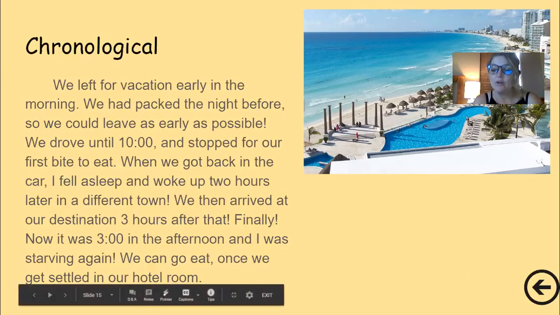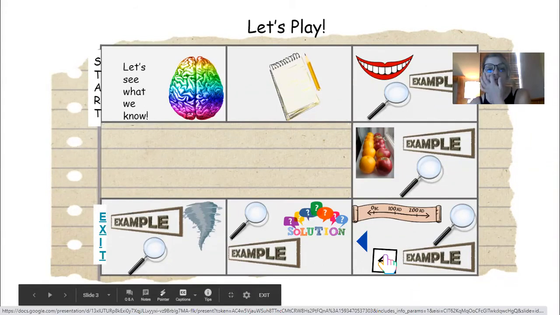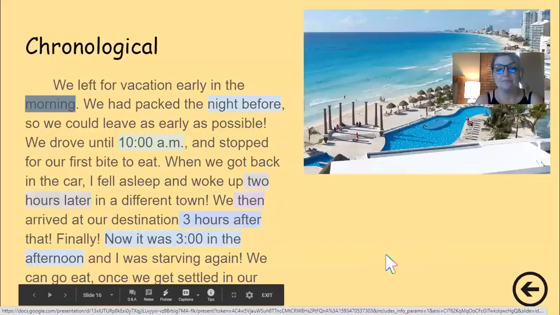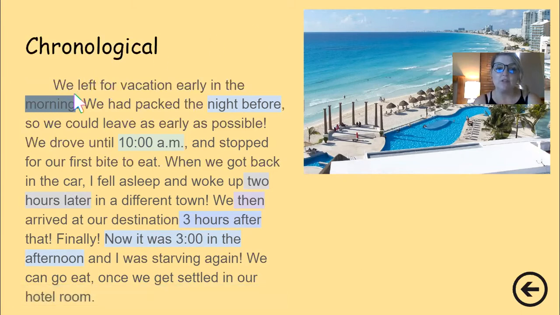Okay, so we are going to look at our piece that is going to give us our answers for chronological. Okay, so this story is the same story, but it has all those keywords highlighted. Okay, so we left in the morning. Morning is highlighted. Night before, that tells a time, right? When did they pack? The night before. They drove until 10 a.m.